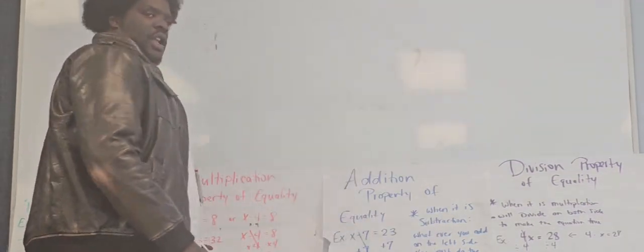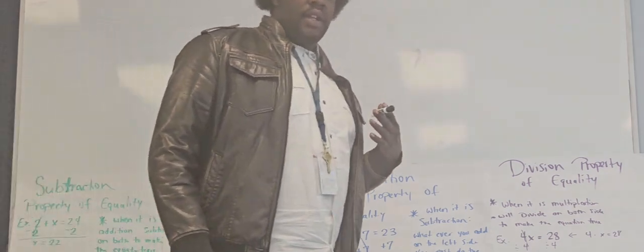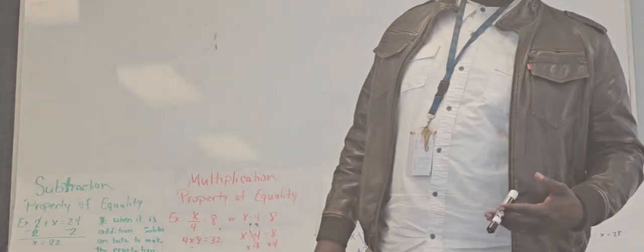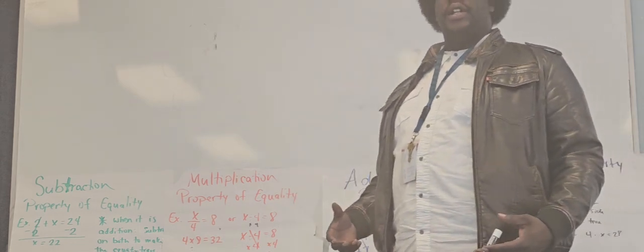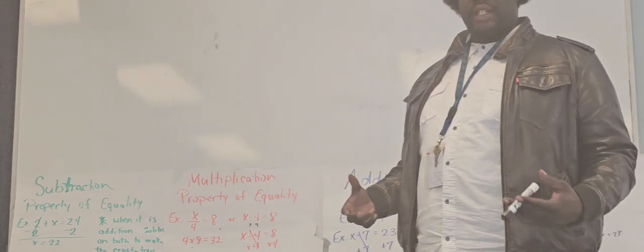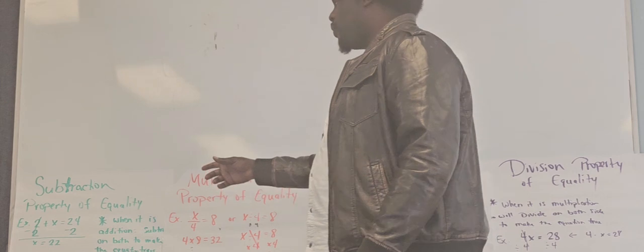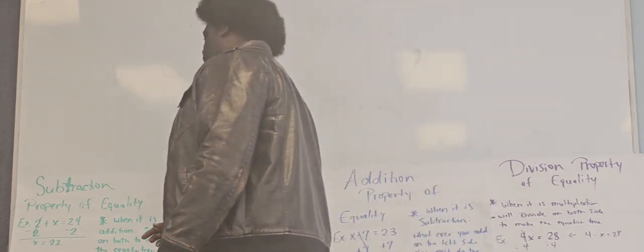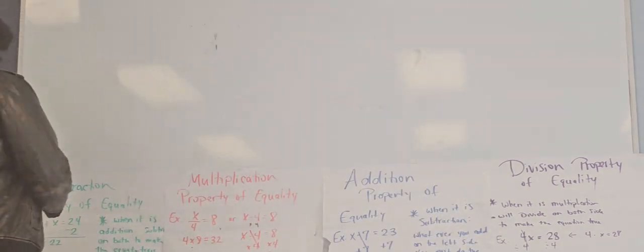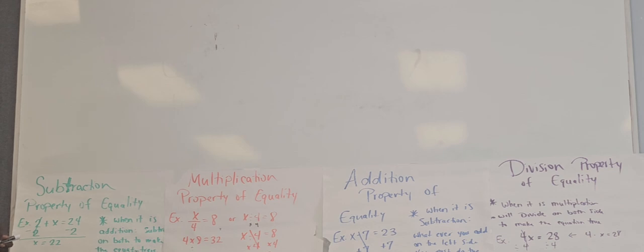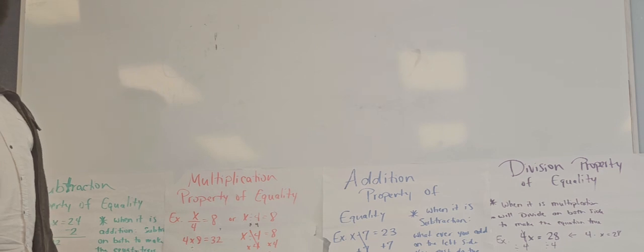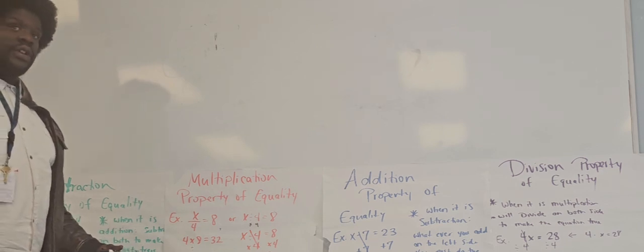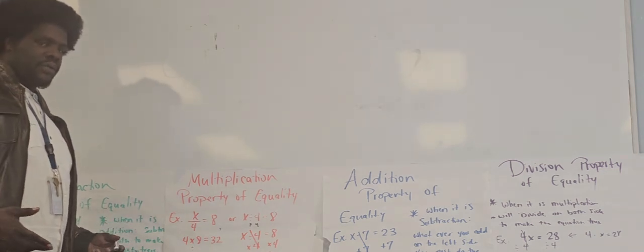Right now, we're going to talk about the different properties of equality. We use these different properties of equality to help us better work out one-step equations. So the first one we're going to talk about is subtraction. The subtraction property of equality states if you subtract something on one side, you have to subtract something on the other side of the equal sign to make sure that the equation is true.